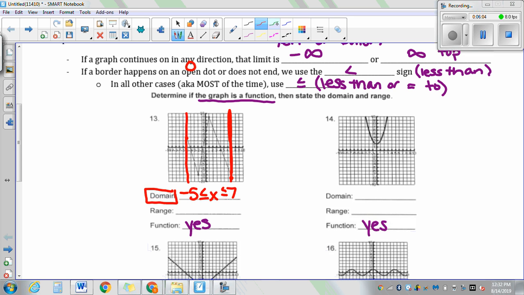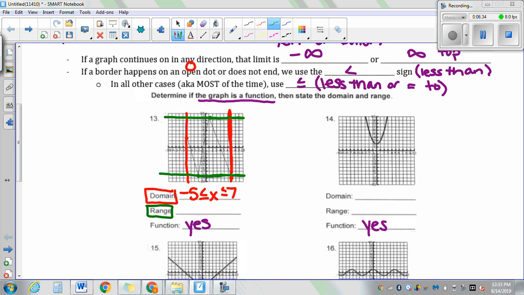Range, go ahead and change colors for me. So again, I'm going to circle this guy. The range goes from the bottom to the top. So I'm going to look, where is the bottom of this graph? The lowest point I see is here. The top of this graph, the highest point I see is here. So I'm just going to box those in real fast. So I'm going to draw real nice straight lines. Really follow that grid, it helps.